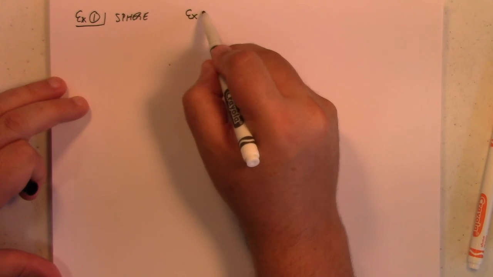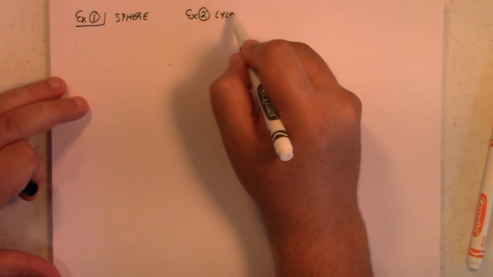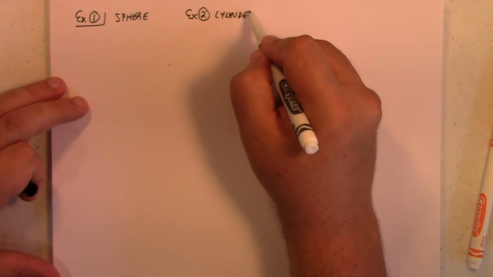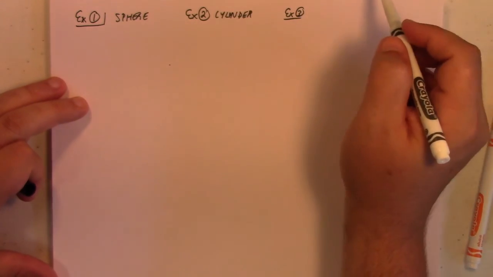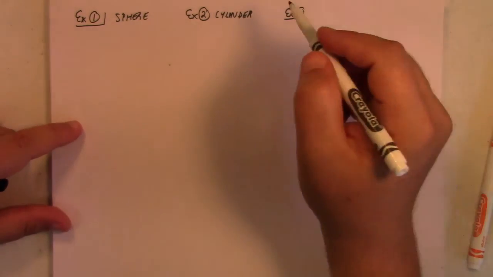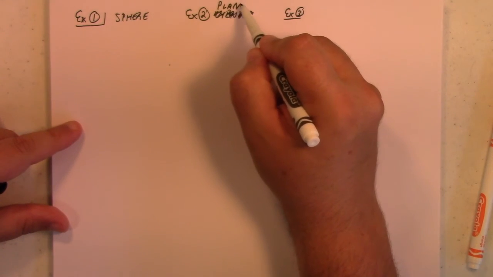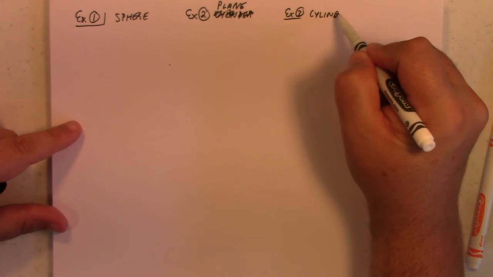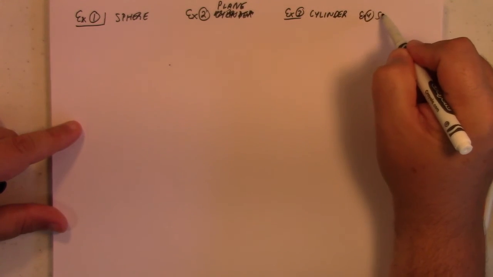Example 2 was the cylinder. I can't spell cylinder. Example 3 was that? Oh, I'm an idiot. It wasn't even the cylinder. What was it? Example 2 was the plane. Plane. And example 3 was the cylinder. Hopefully I've learned to spell it by now. Example 4, saddle.